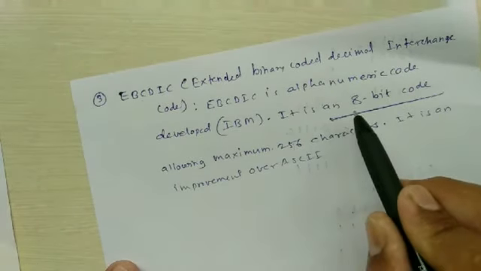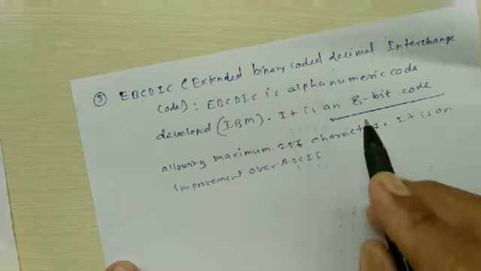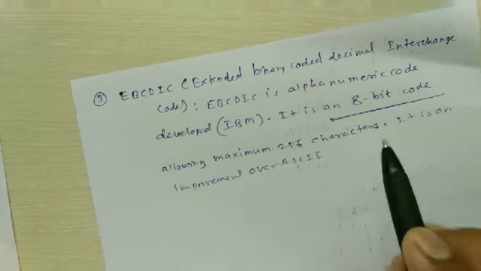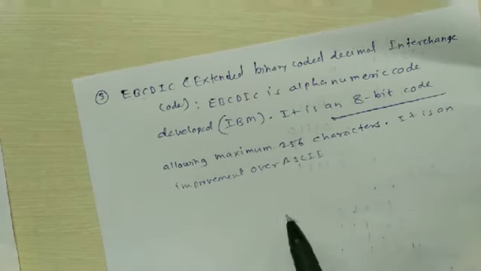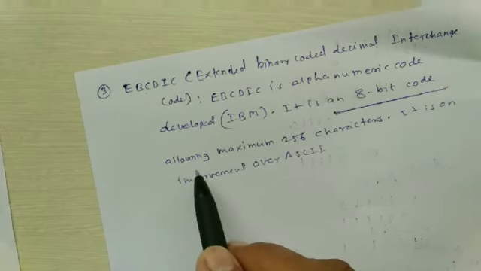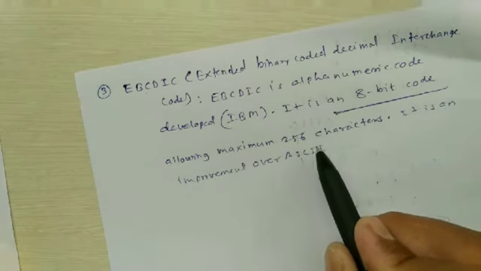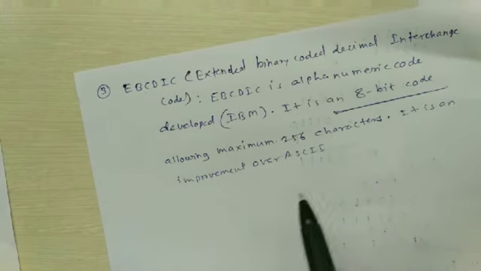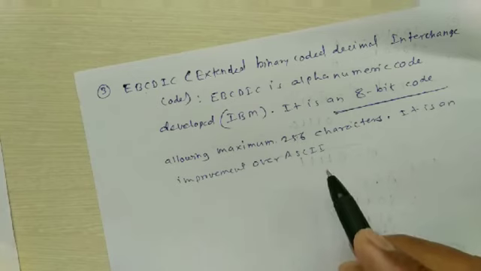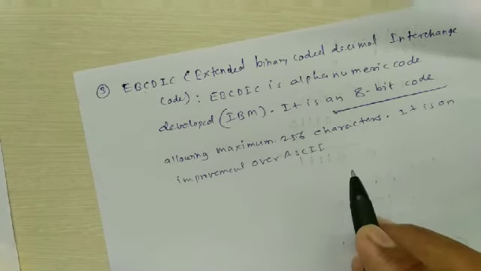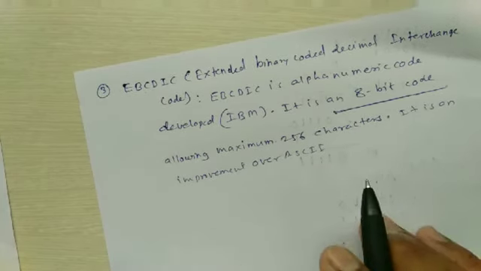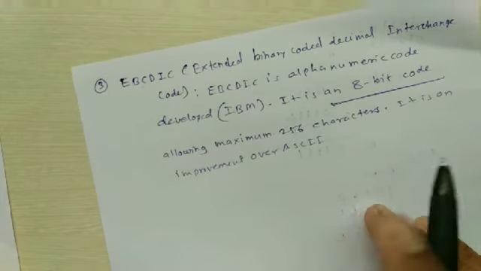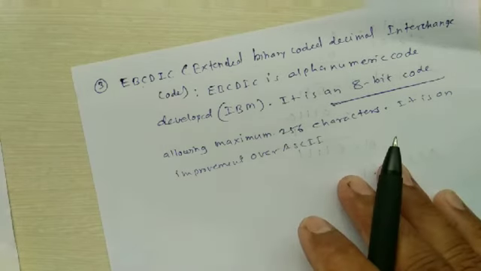You must remember the number of bits of each code. ASCII code is a 7-bit code and EBCDIC code is an 8-bit code. This code allows a maximum of 256 characters. And this is an improvement over ASCII code. In your syllabus, not in detail, you must remember the number of bits of each code and its applications.